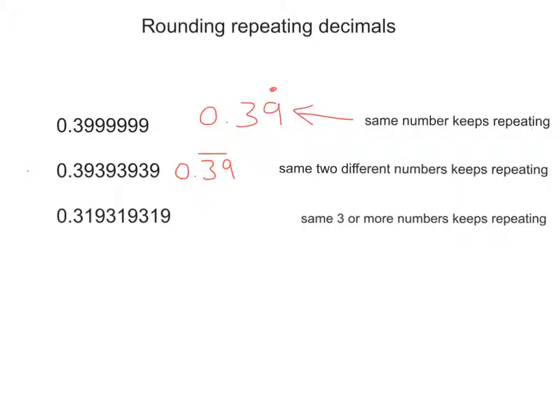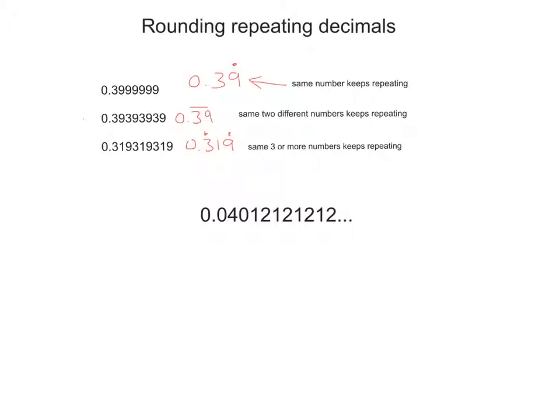So the other type of repeating decimals are when you have three or more numbers that keep repeating, like the one we have here. So here we got 319, 319, and 319. So if you have a decimal like this, you just write it as follows. So you put a dot over the first number in the pattern, and then you put a dot over the last number in the pattern. Okay, so you do this when you have three or more numbers that keep repeating.